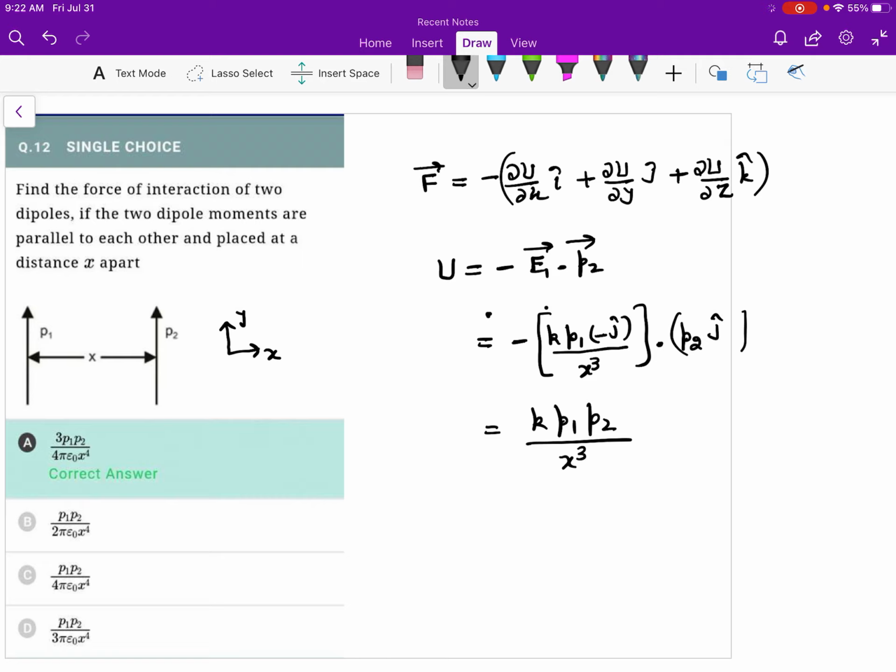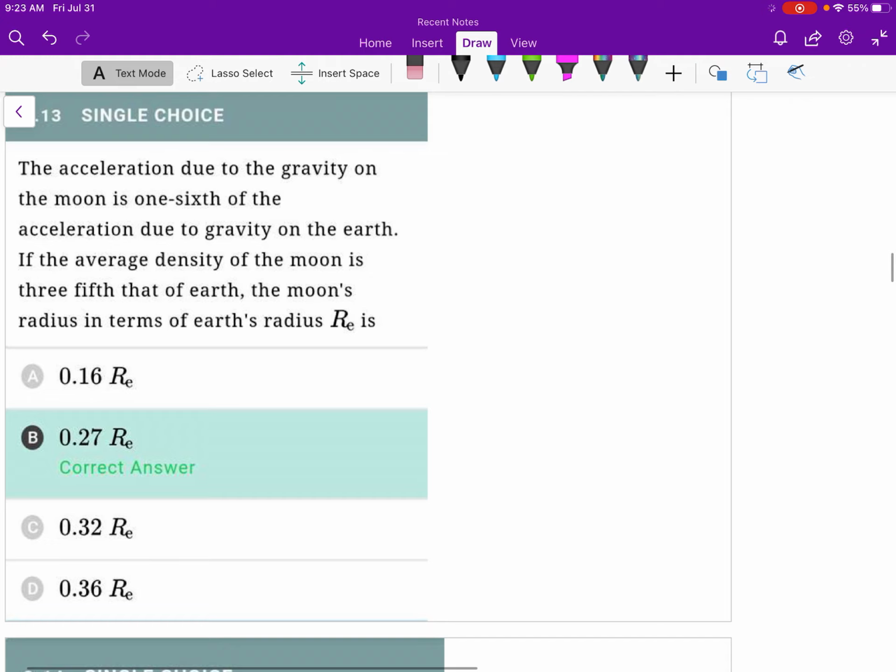Now since u is a function of x only, del u by del y and del u by del z will be 0. So F is minus du by dx i cap. So this is x to the power minus 3, differentiation gives minus 3, so that is 3k P1 P2 upon x to the power 4. So 3 upon 4 pi epsilon, P1 P2 upon x^4. So this is a difficult question.